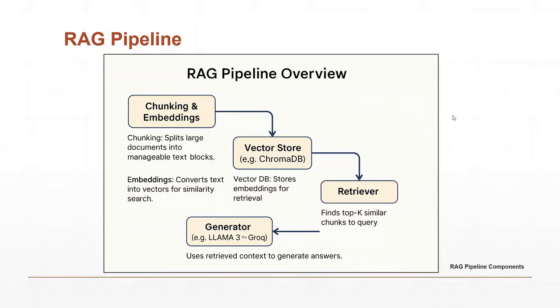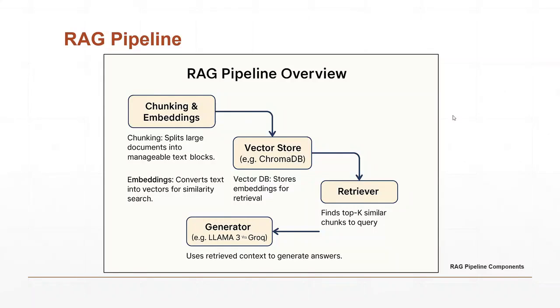Once you have retrieved your data, then the generator part comes. The generator is where you use your LLMs, and it could be any LLM. In this tutorial, I will be using Llama 3, but you can use any other LLM if you have access to it. So this is the RAG pipeline.